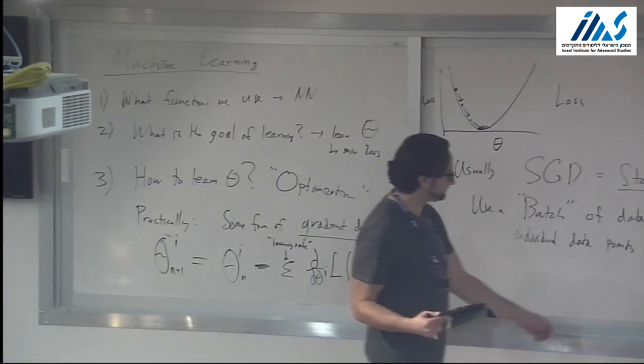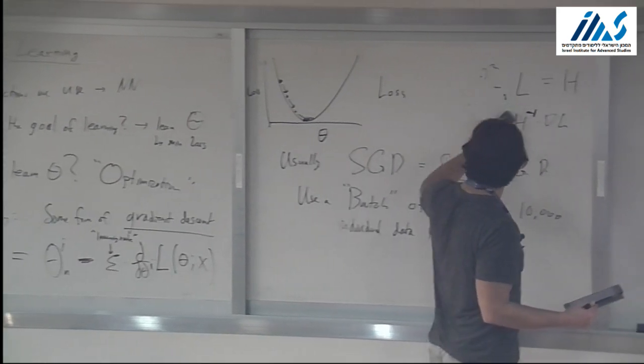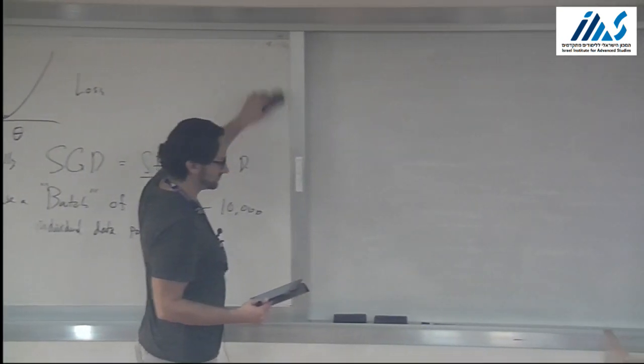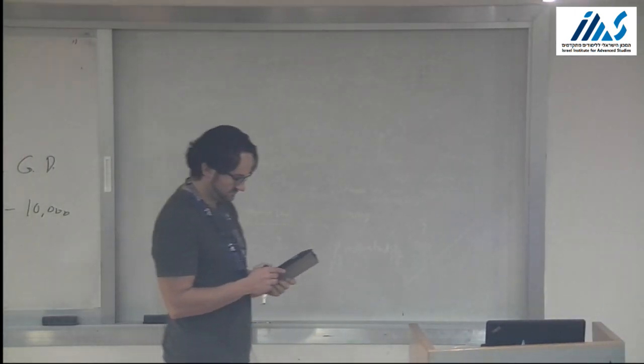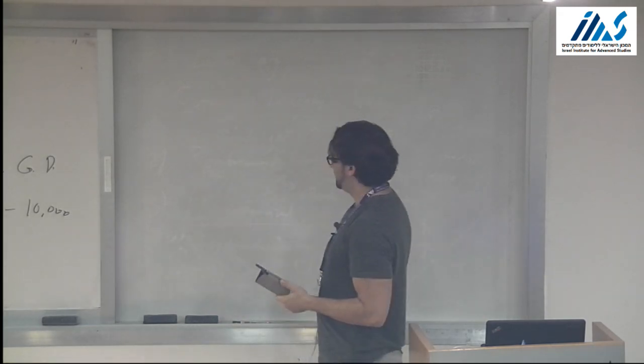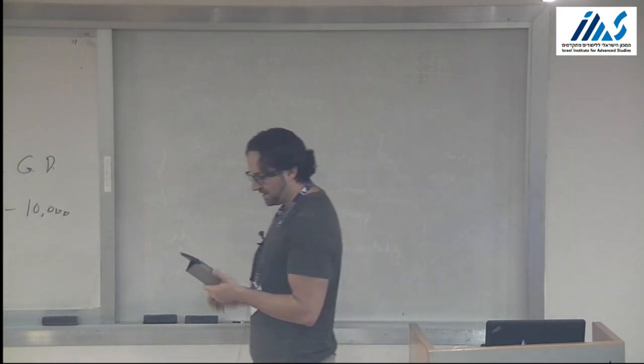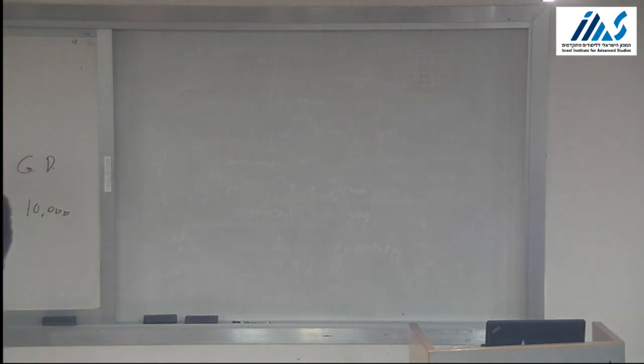Yeah? So how can you deal with the complexity of the landscape, in the sense that you can start with a random point and end up in some local minimum that's not optimal? Absolutely. These questions are very good. This is a very good question. I think roughly there's some sense in which no one knows the answer to this question.